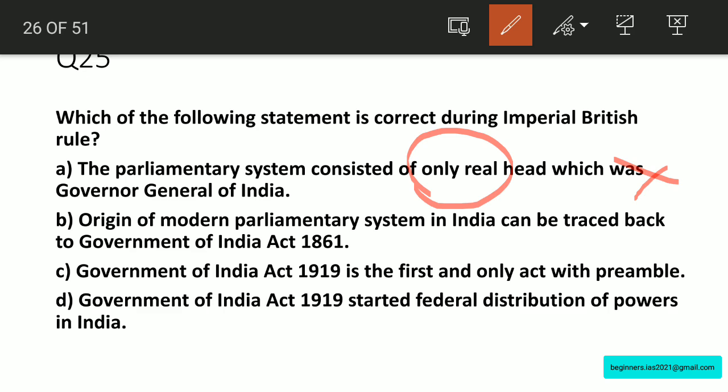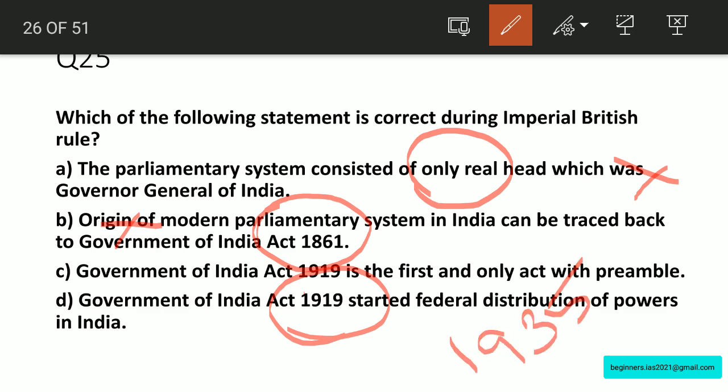If you take statement number 2, the origin of the modern parliamentary system can be traced back to Government of India Act 1853. It is given here as 1861. Therefore, this statement is also wrong. If you take statement D, the Government of India Act 1919 started federal distribution of powers in India. No, it was 1935, not 1919. Therefore, this statement is also wrong. So, based on our discussion, C is the right answer for question number 25.